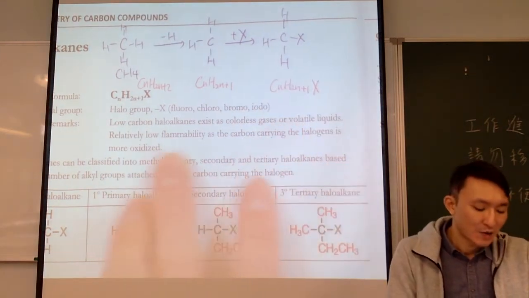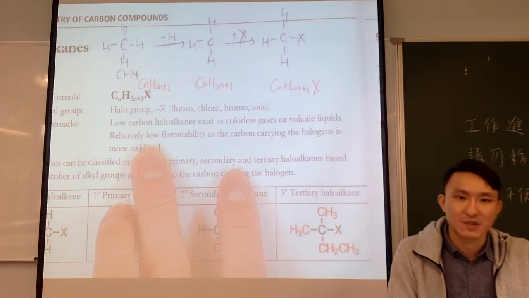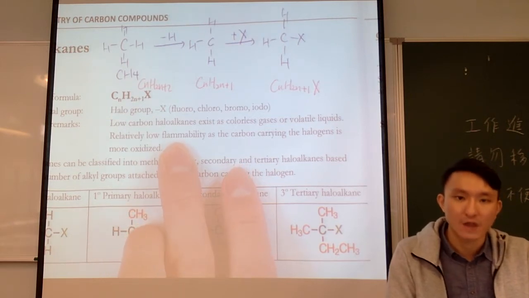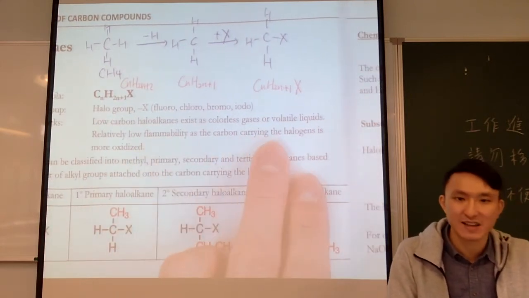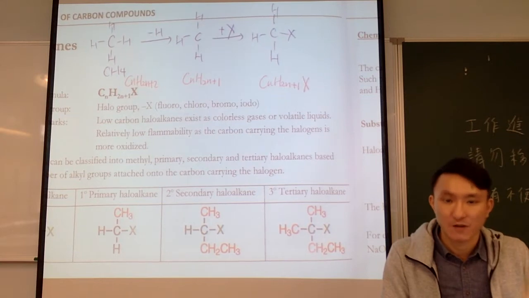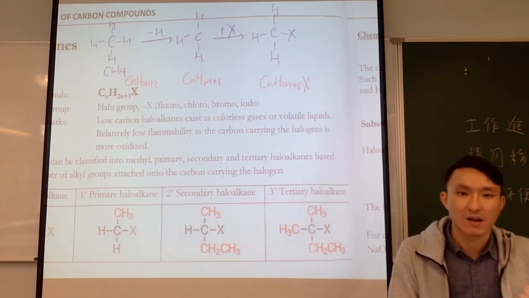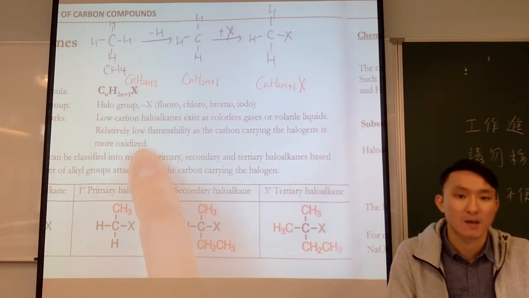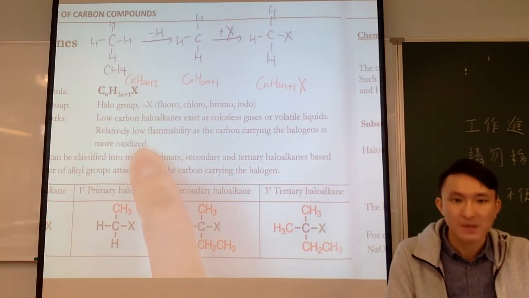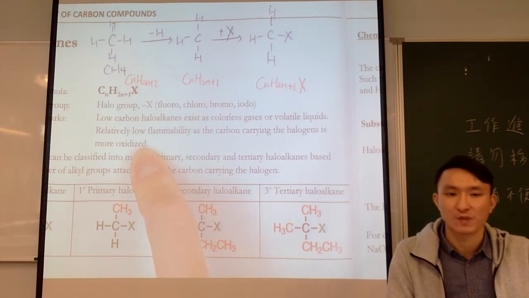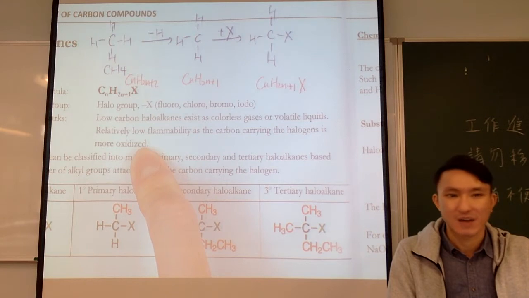This is how the size of the molecule is related to the boiling point and therefore related to the physical property. Okay, and also for haloalkane, it's quite different from alkane and alkene. Haloalkanes have lower flammability because they are carrying the halogens, and the halogens are usually more electronegative than carbon, and therefore having more halogen will make the carbon more oxidized. And always remember, combustion is the oxidation of carbon of organic compound. Therefore, if the carbon is pretty much oxidized in the first place, it will be more difficult to further oxidize, and that will make it more difficult to undergo combustion.